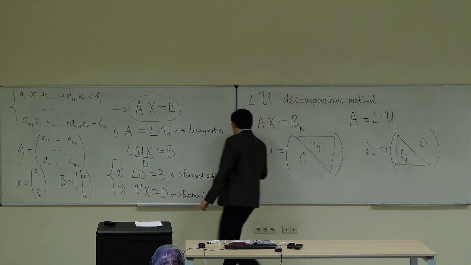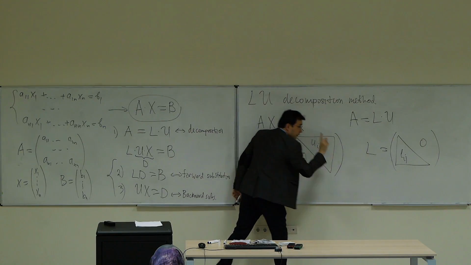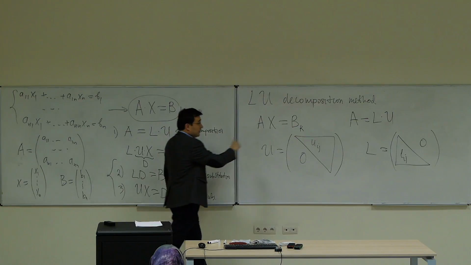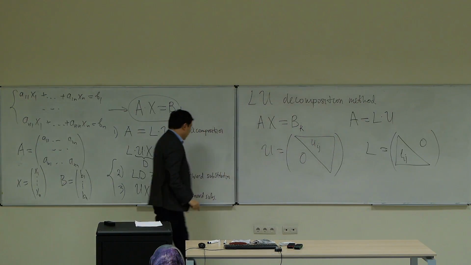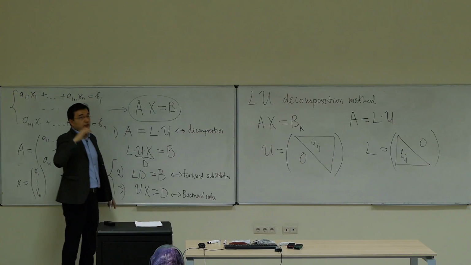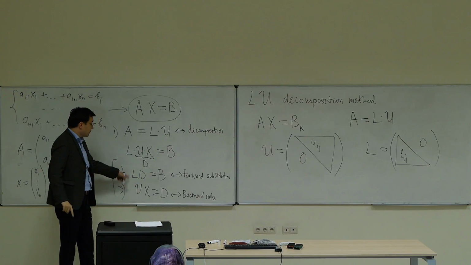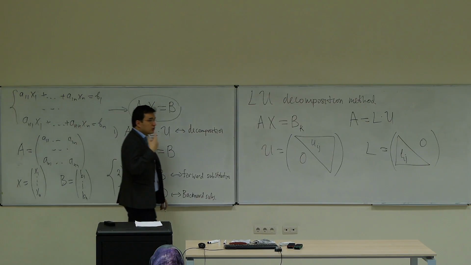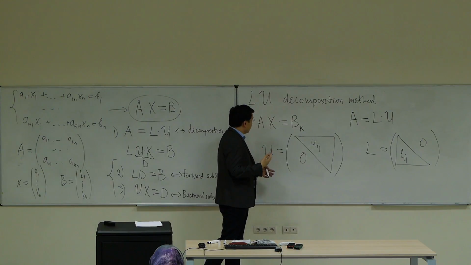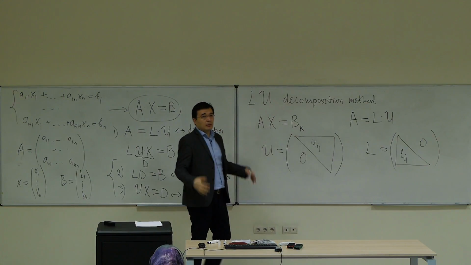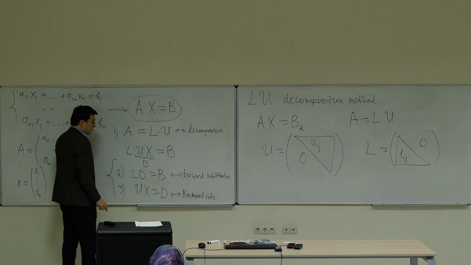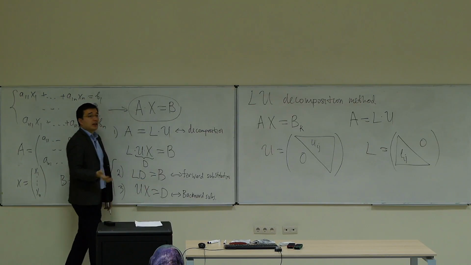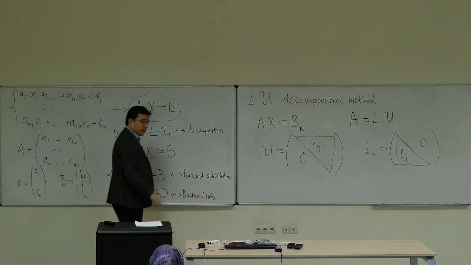Okay, if you can decompose A into these two matrices, which have this and that form, in this case, these two steps become really trivial, as we will see. So the solution of this large system with multiple B's boils down to doing the decomposition once and doing these trivial steps multiple times for each of these B. All right?